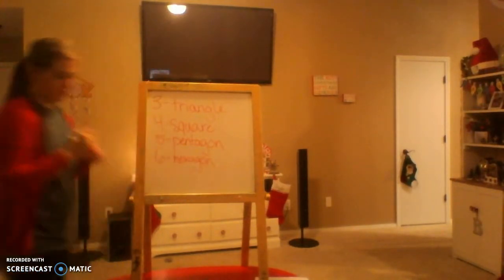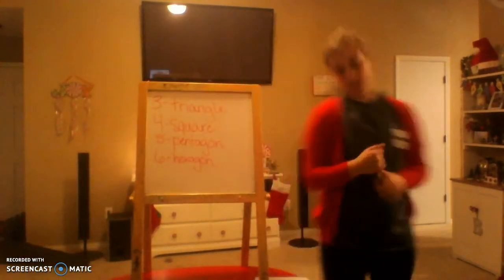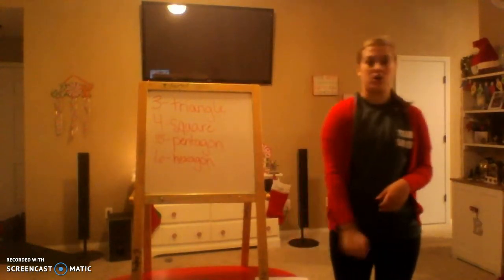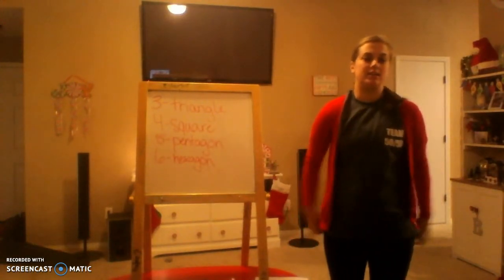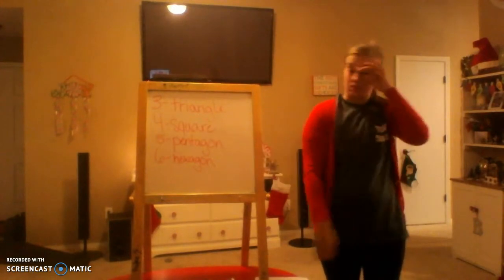You had 7. I'm not gonna write all these. If you had 7, that's called a heptagon. 8 is an octagon. 9 is a nonagon. And 10 is a decagon. So there were all different types that you could make, alright?